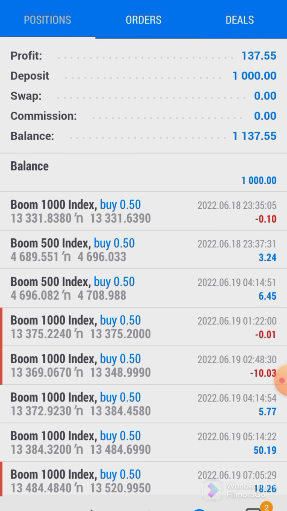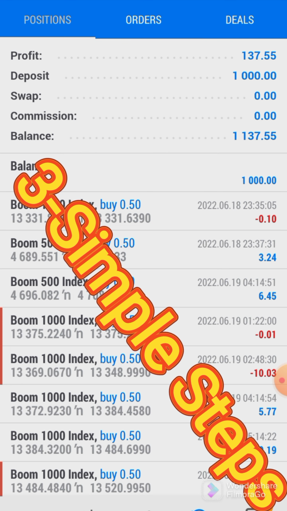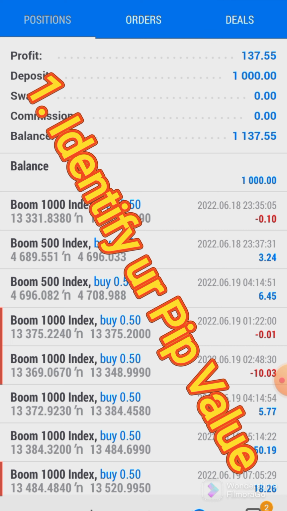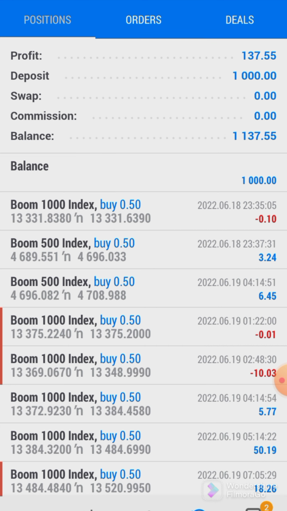Let me give you an instance of how you can calculate your risk based on percentage in 3 simple steps. Number 1, identify your pip value. What is your pip value? Your pip value is the value of the pips that you want to reach on any particular trade.